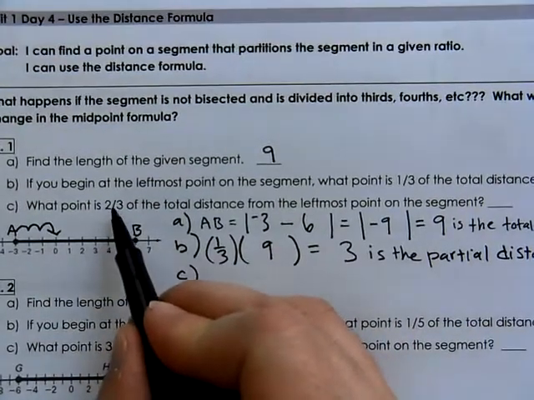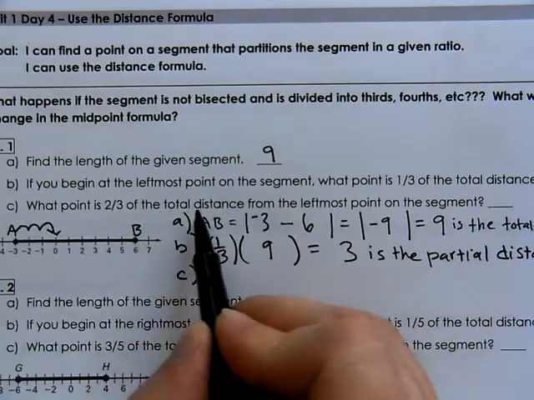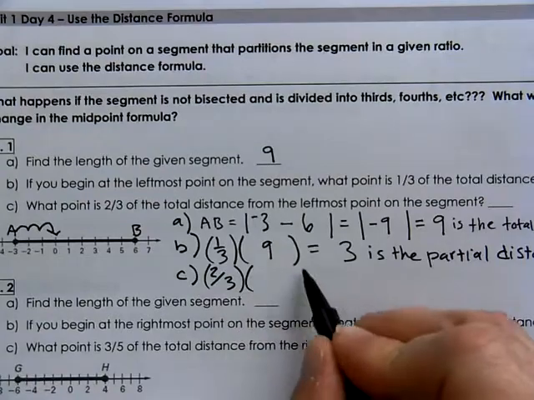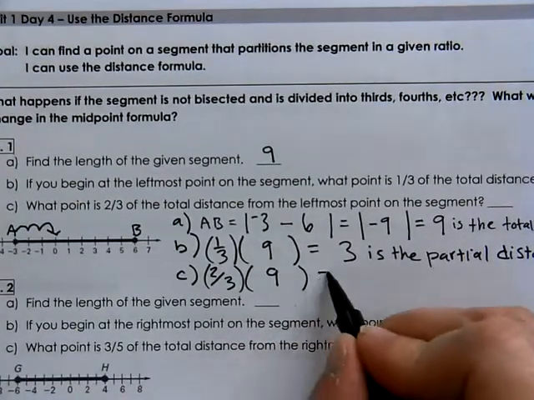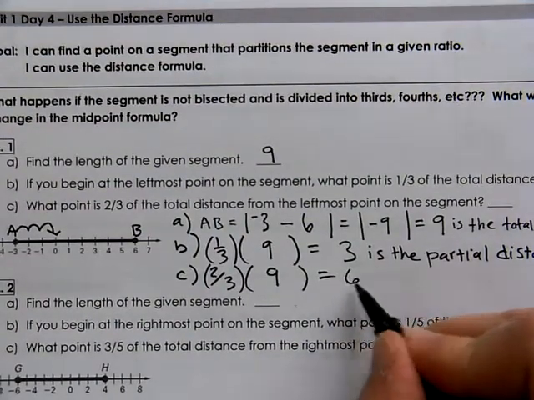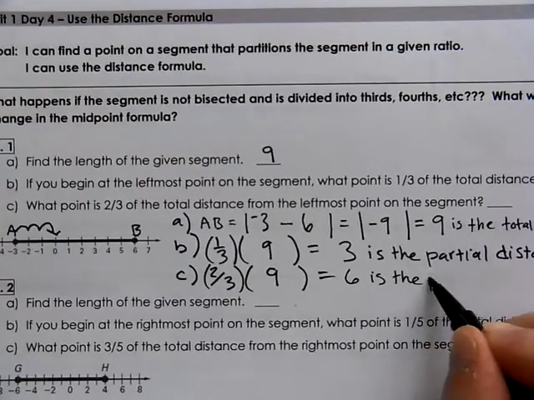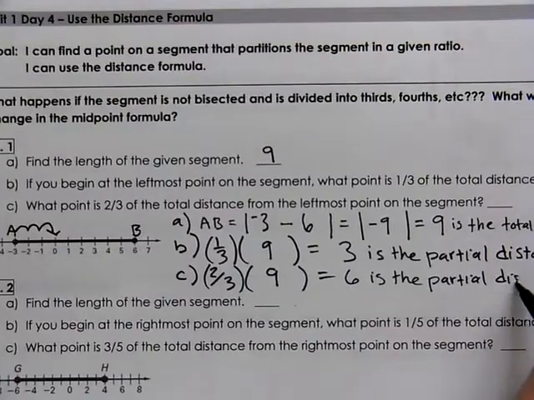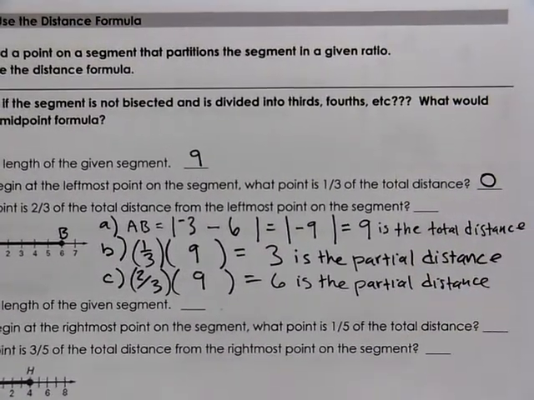So this tells you what to do. It says take 2/3 of means multiply, and you multiply that with the total distance. So 2/3 of means multiply, and we're multiplying that with the total length, and this will give us our partial distance. So 2/3 of 9 is 6. So 6 is not the final answer. 6 is the partial distance. So that's how far we're going to count along the number line.